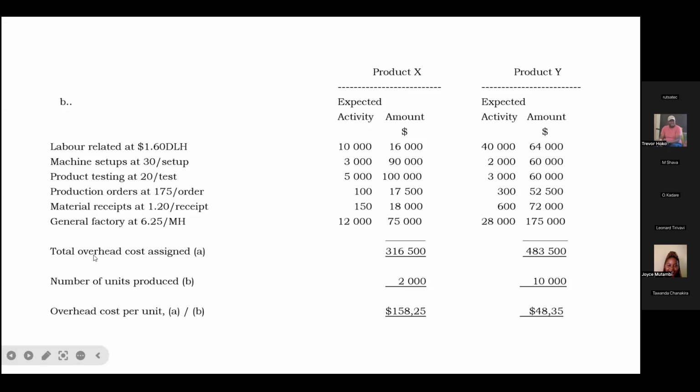Then if you go down to total overhead costs assigned, which we've named A again, under product X, there's $316,500, and under product Y, there's $483,500.